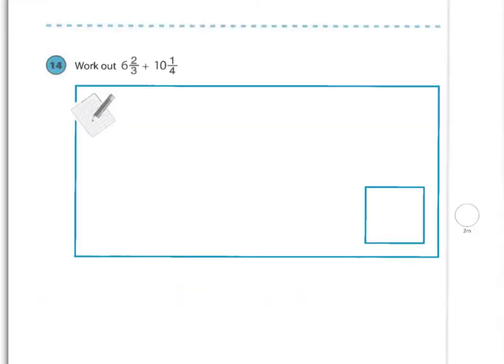Question 14. Work out 6 2/3 plus 10 1/4. Now we cannot add fractions that have different denominators, so what we have to do is change them into fractions that have the same denominator. To do this, we multiply each fraction. So fraction 1, I'm going to multiply top and bottom by 4, and fraction 2, I'm going to multiply top and bottom by 3. These numbers have been chosen because they are in fact the denominator of the other fraction.